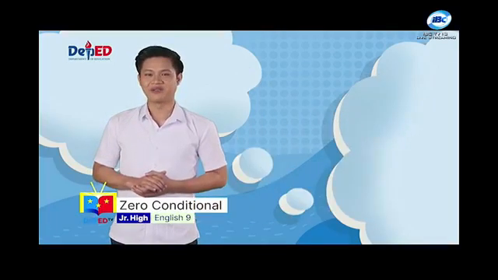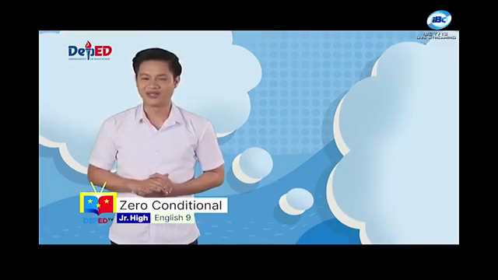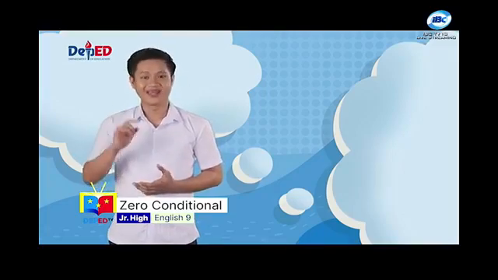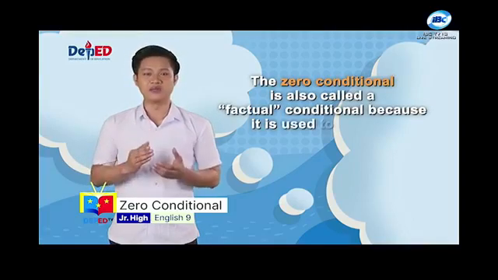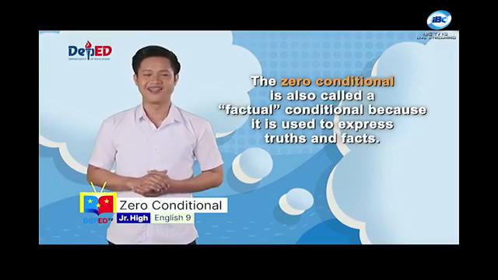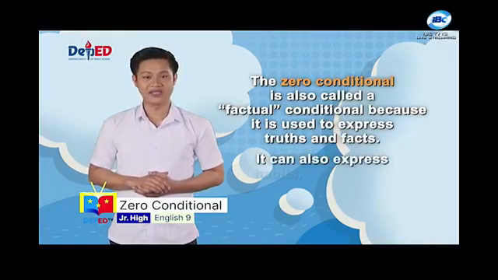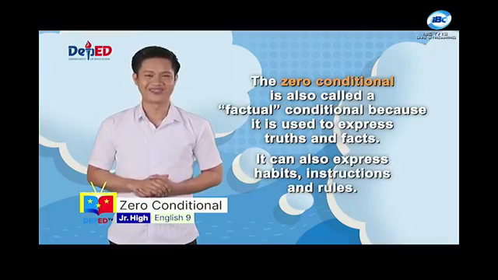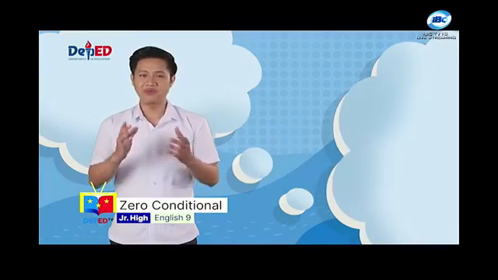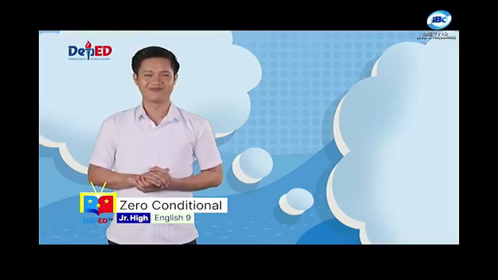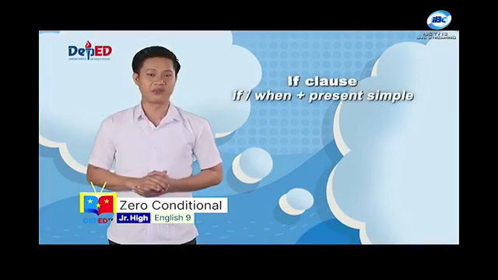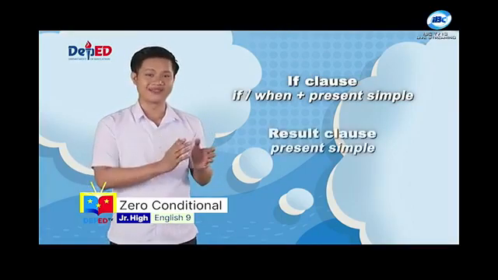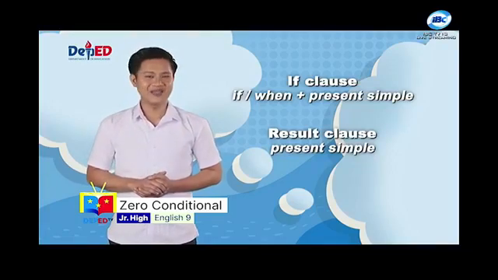Look back on your notes. What is a zero conditional? That's right. The zero conditional is also called a factual conditional because it is used to express truths and facts. It can also express habits, instructions, and rules. How do we write a zero conditional? If you're thinking about the present simple verb, then you are correct. We use the present simple verb in both the if clause and the result clause. I see you're studying well.